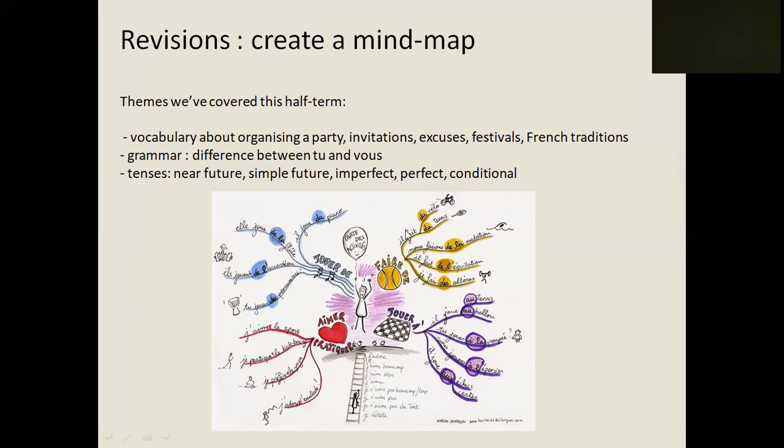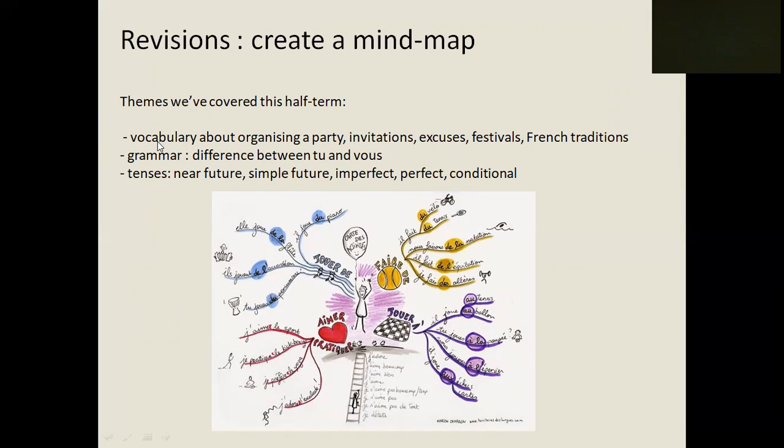So I've put here an example of what a mind map could look like. Here, it's a mind map on the vocab of leisure and sports. This is not what we've covered this half term, okay? This is just to show you how you could present it. You can have big categories and then subcategories. You can present it the way you want. You can be as creative as you want, and it can be as colorful as you want. The main rule is it has to include as much detail as possible, and it has to be clear, okay?